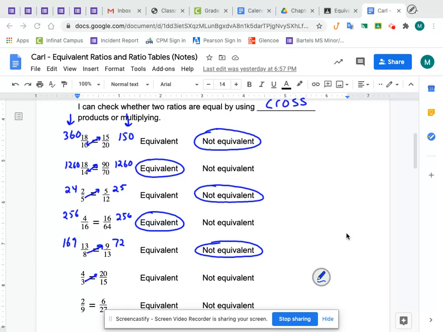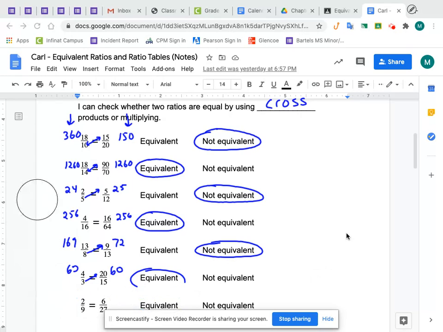3 times 20, that's 60. 15 times 4 is also 60. So these are equivalent. And then 9 times 6 is 54. And 27 times 2, well, 20 and 20 is 40. And so then I have 14 left over, which is 54. So that is equivalent as well.